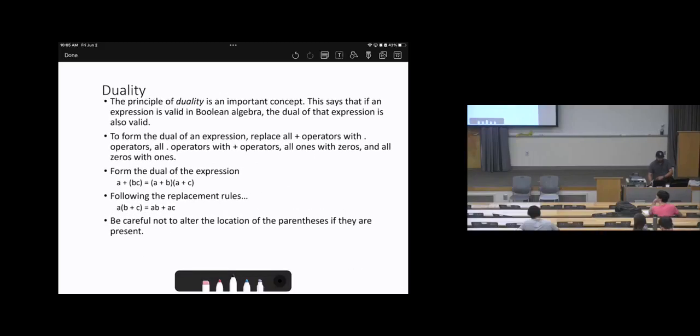Now there is something called the principle of duality. This is a very important concept. We can make the dual expression of an expression, and it is still valid with the axioms. So what does this mean? The duality means that in the dual expression you can replace all the plus operators with dots and all the dot operators with plus. And keep in mind that all ones will be zeros and all zeros will be ones. What does this mean?